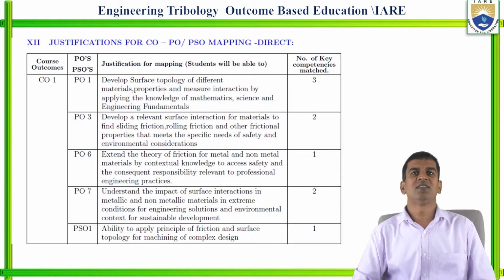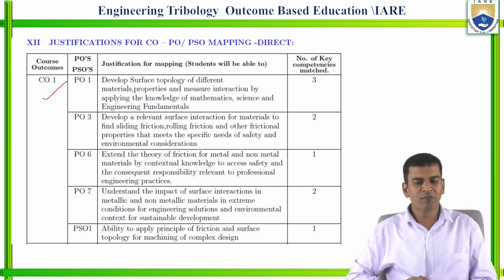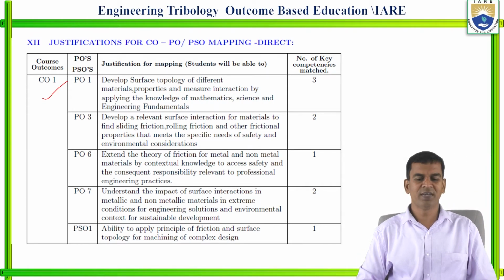Now we will try to see the justification for CO, PO and PSO mapping; direct and indirect will be discussed later. You can see CO1 is mapped to PO1, PO3, PO6, PO7 and PSO1. PO1 is to develop the surface topology of different materials, properties and measure interaction by applying the knowledge of maths, science and engineering development. Key competencies are 3.